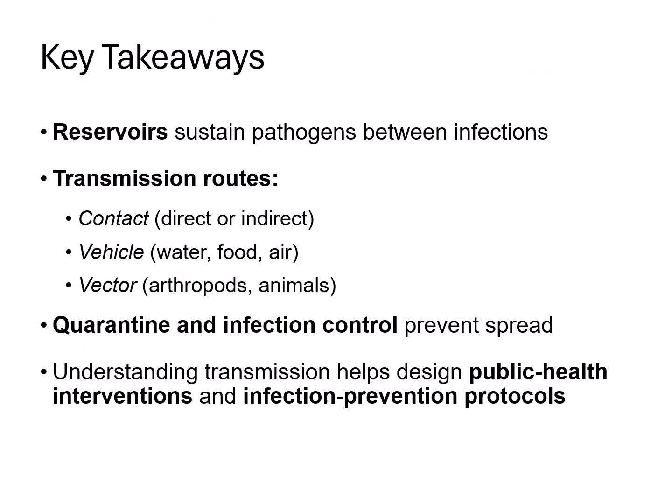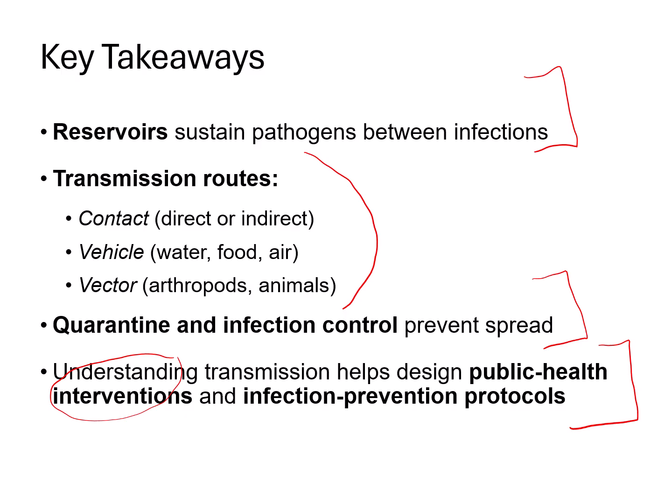All right, some key takeaways from this section. We saw that reservoirs sustain pathogens between infections. There were 3 types of transmission routes: contact, vehicle, or vector. We saw quarantine and infection control can prevent the spread of disease, and understanding how a disease is transmitted can really help us create interventions and prevention protocols.